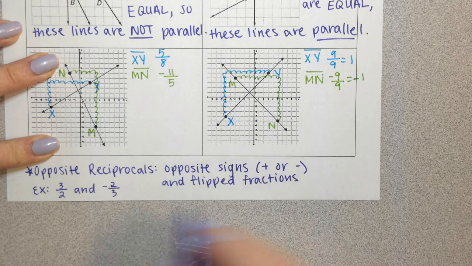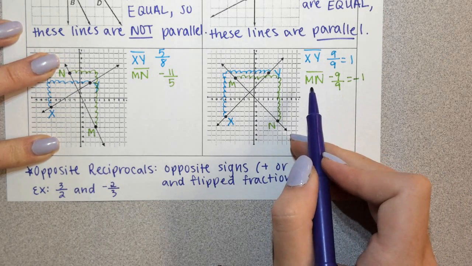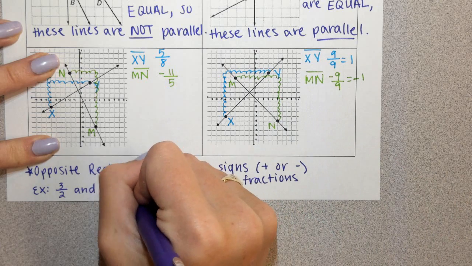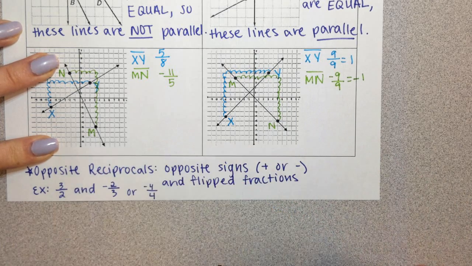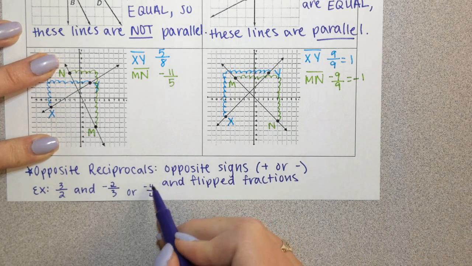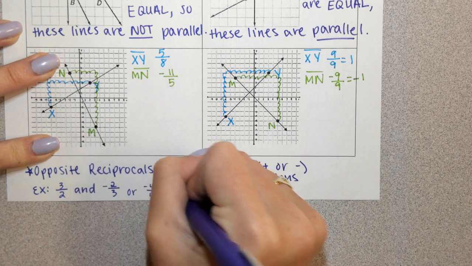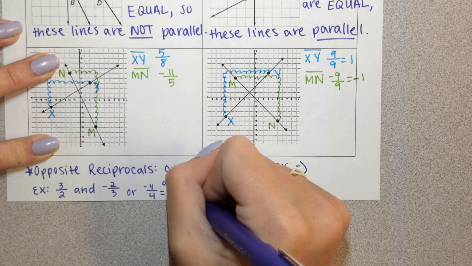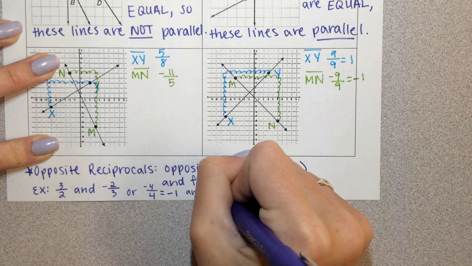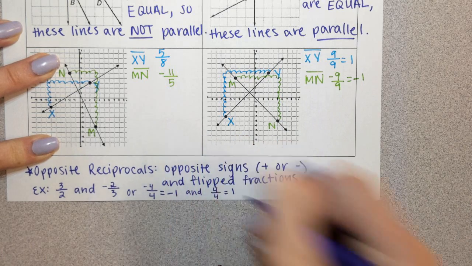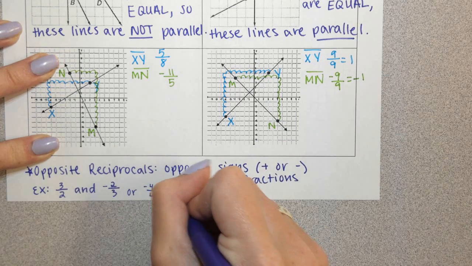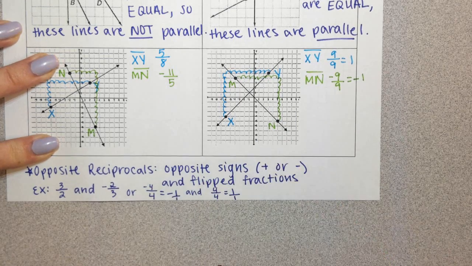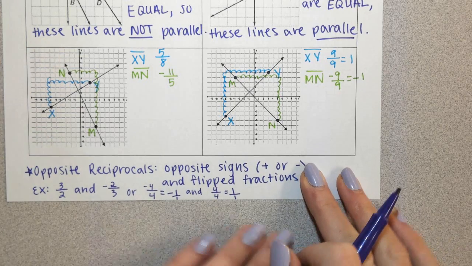Or another example, which is kind of like what happened up here. If we have negative 4/4, well, any number divided by itself just equals 1. And then positive 4/4 is still going to give you 1. But we know that 1 can be written as a fraction just as 1/1. So even though it's the same number, those are still flipped fractions.